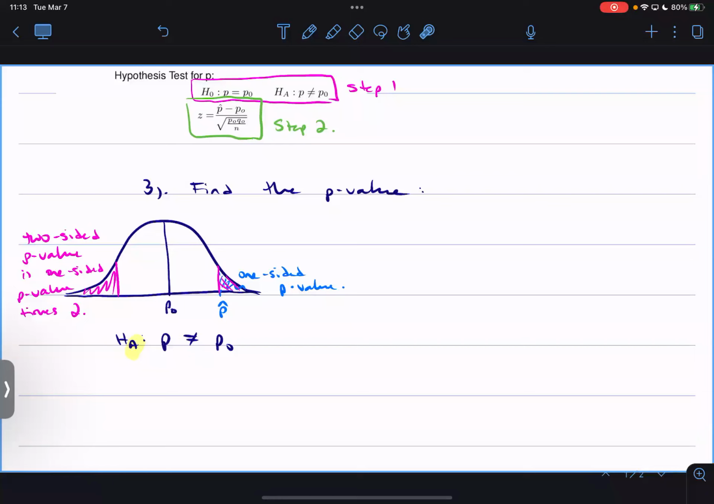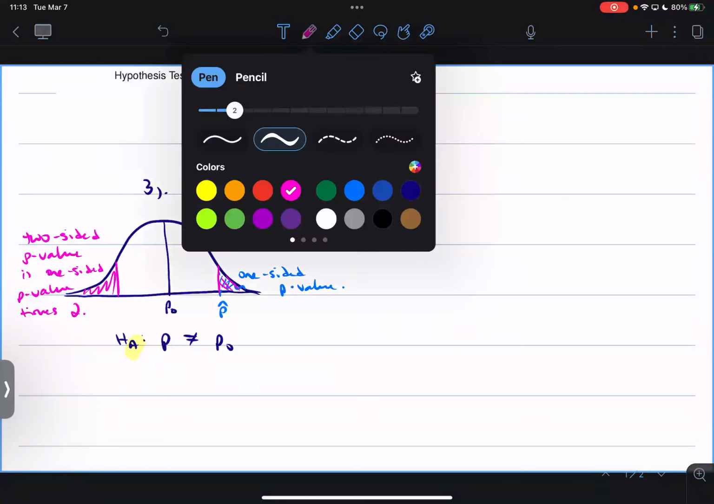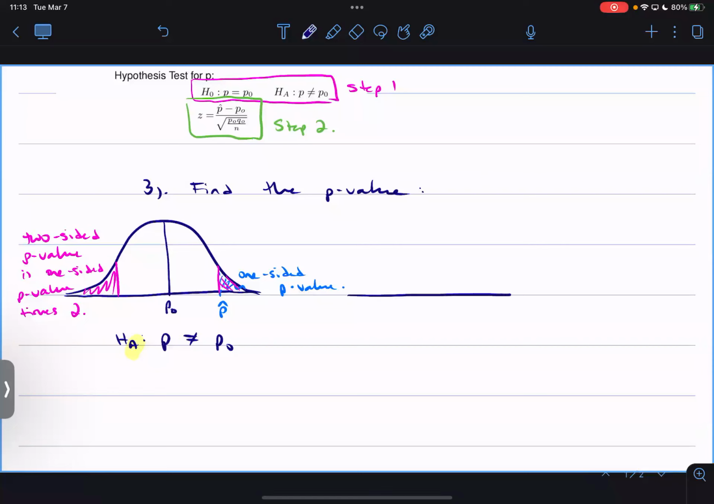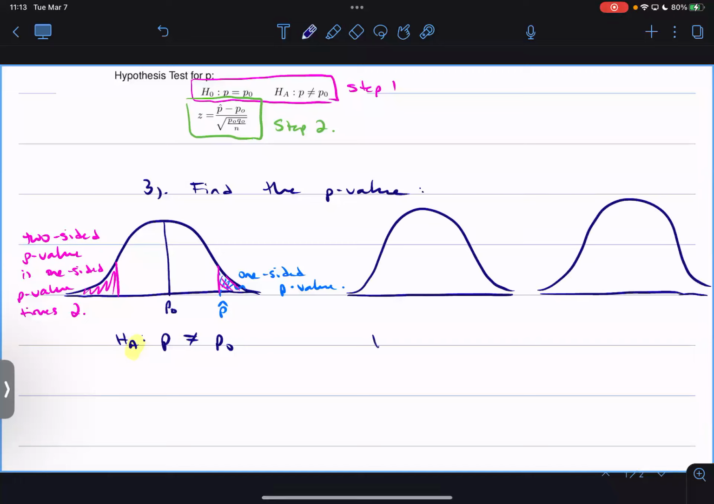Now, if you have the other two options, and let me see if I can squeeze these in here, they are that HA is P is less than P naught. What would that have to look like? Well, P naught is still at the center for both of these. P naught, and HA is P is greater than P naught.